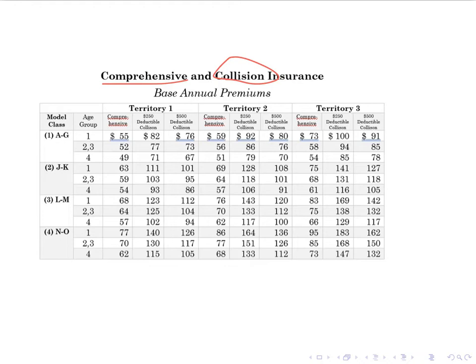Comprehensive is things that happen to your car when you're not driving. If you have your car parked in your driveway and a tree falls on it, that's covered under comprehensive. If your car gets hit by lightning, that's covered under comprehensive.